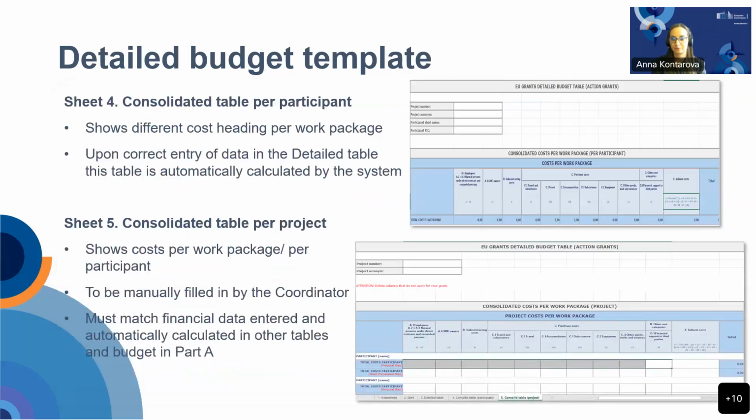Next slide, please. Sheet number 4 is a consolidated table per participant. This table is calculated automatically, it will take the data from the previous sheet. But again, it's per participant. So we will have sheet 3 and sheet 4 always per participant. Sheet number 5 is a consolidated table for the whole project. This sheet needs to be assembled manually by the coordinator, and it must match the financial data entered automatically and calculated in other tables. Next slide, please.